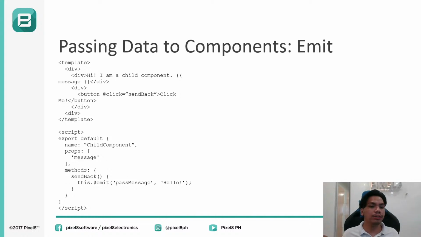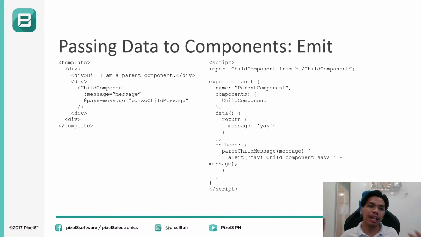Whatever value you set in the emit as an event will be the same value that you will paste in the child component after you create the @ sign. So pass capital M message. That is the event name, right? Once you set that event name in the child component right here, you can now attach a method to it in order to parse whatever values the child may have sent back to the parent. In this case, we have a parse child message method.